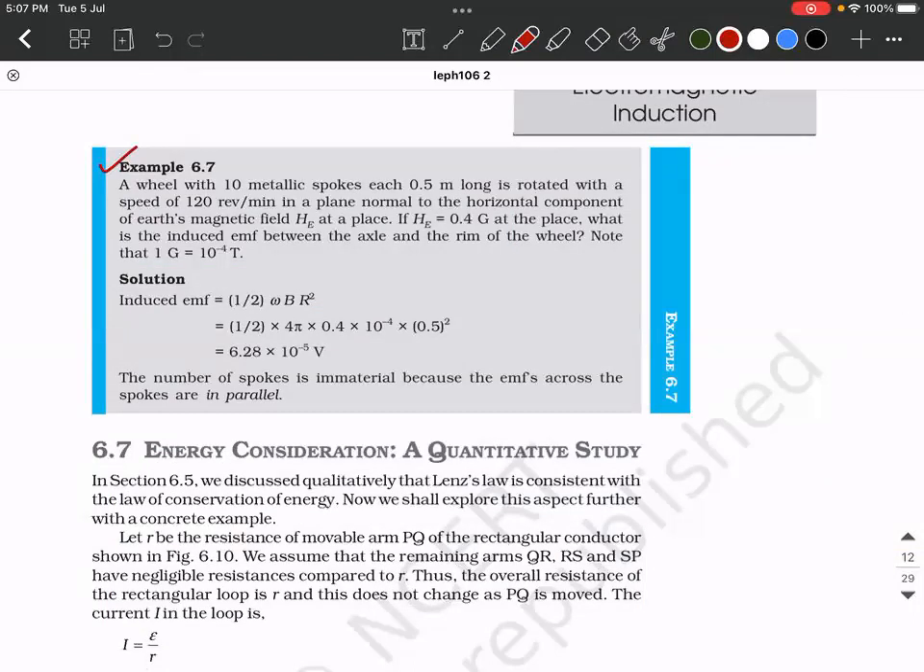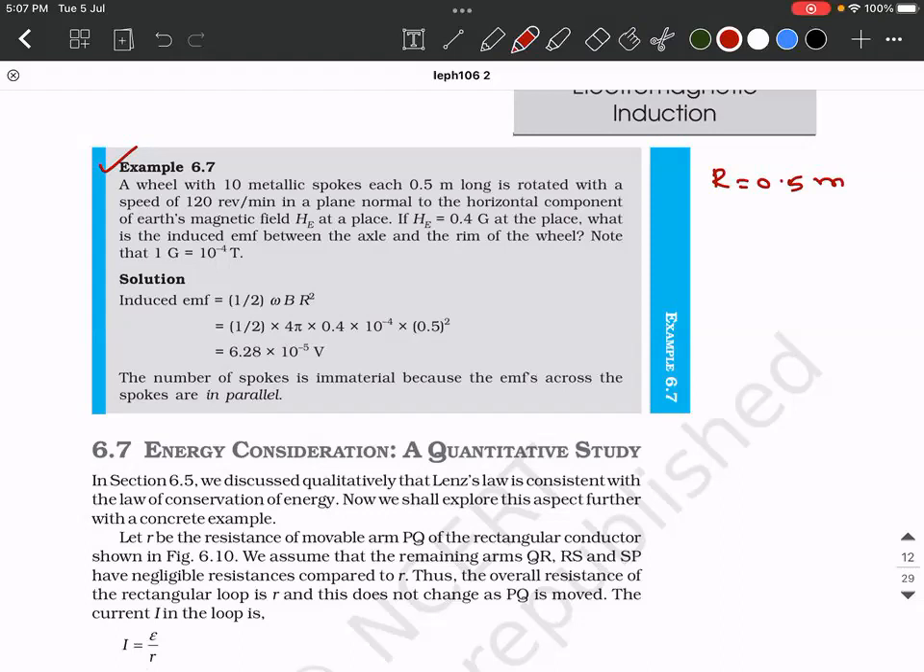So try this out. There is a wheel with 10 metallic spokes, each 0.5 meter long, rotated with a speed of 120 revolutions per minute. So first take down all the data. The length of the spoke tells us the radius. So radius is 0.5 meter.